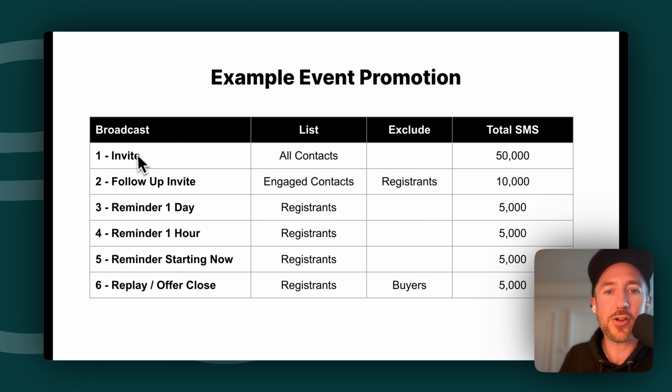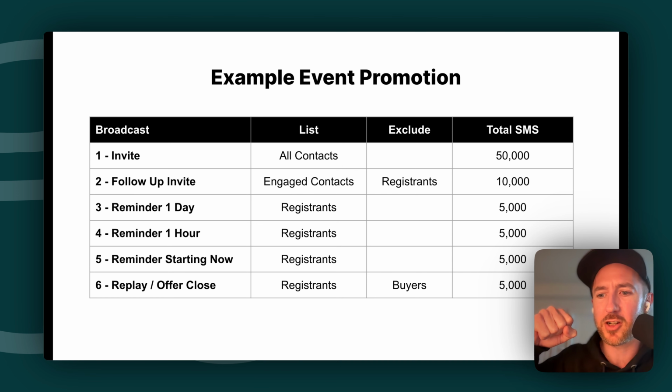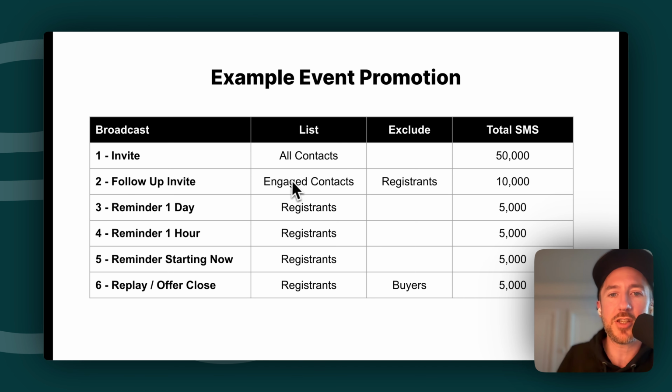All right. So my first invite, this is what I suggest for most people, is you hit your big list, your all contacts list, once or twice a month, depending on how big it is. And so let's say that's 50,000 people. And then for the people that didn't register, I want to send a follow-up invite to try to squeeze out some more registrants from that promotion. Like, hey, we're having this webinar, go, and this is your last chance to register. So I'm going to send that to my engaged contacts list, or basically all contacts with the tag clickers. And then I'm going to exclude anybody that already registered.